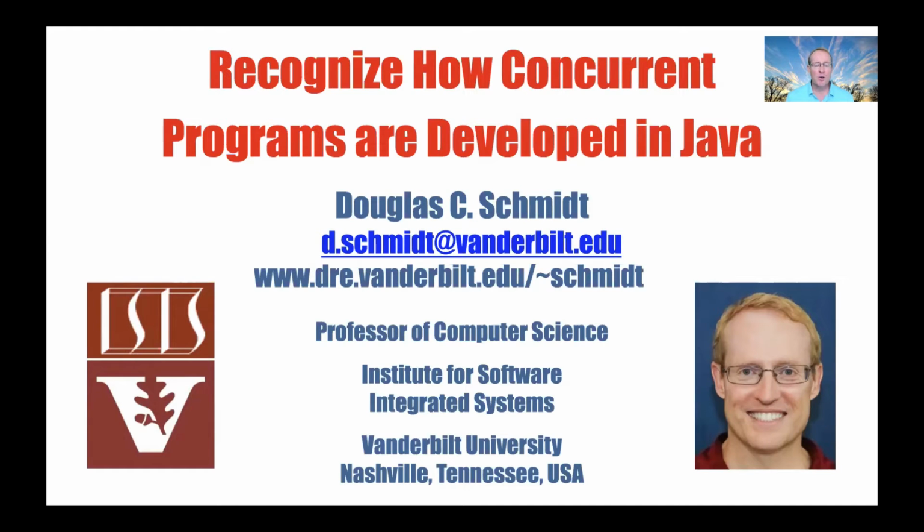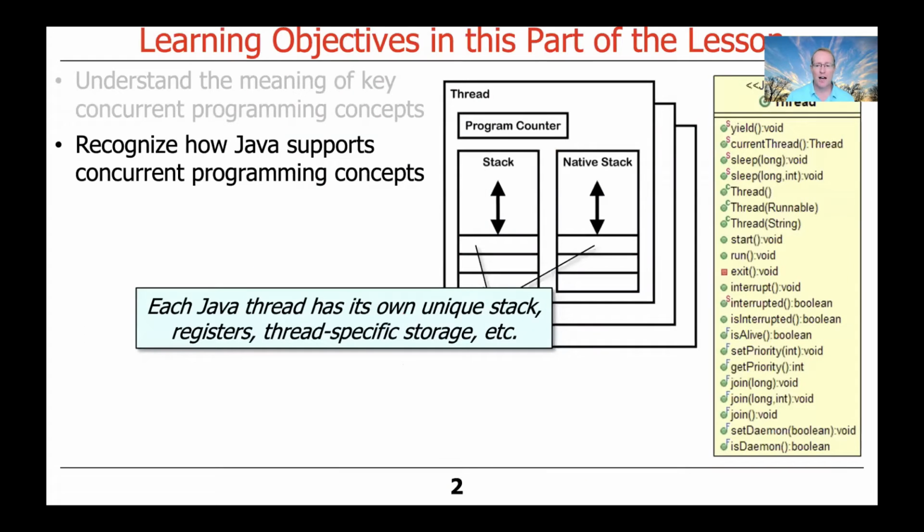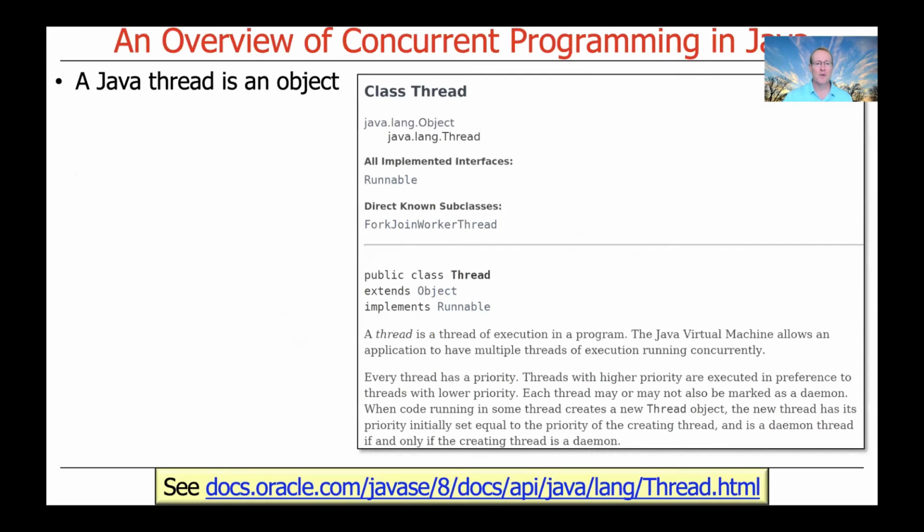Now that I've given you an overview of concurrent programming concepts, let's talk about how concurrent programs can be developed in Java. In particular, we're going to talk about the features that Java supports to enable the use of concurrent programming. We'll talk about threads, we'll talk about synchronizers at a high level, and then, of course, we'll get in much more detail later in other parts of the course.